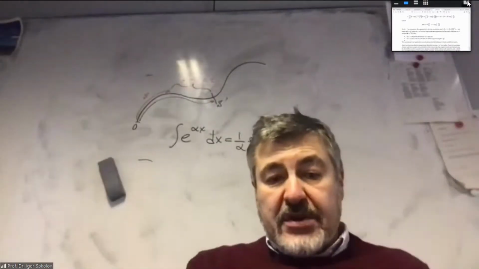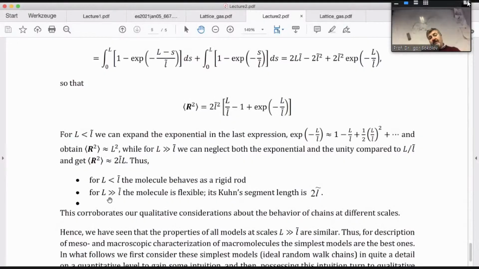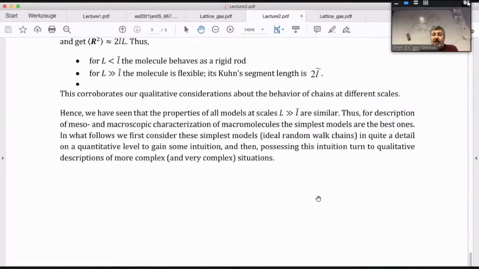But for very long chains, if the length is much larger than the persistence length of my chain, this exponential is 0 practically. And what I get is 2 times L tilde times L. So the Kuhn segment length is 2 times the persistence length. And this is what I will have to take as my lattice spacing in the lattice model of the corresponding chain.